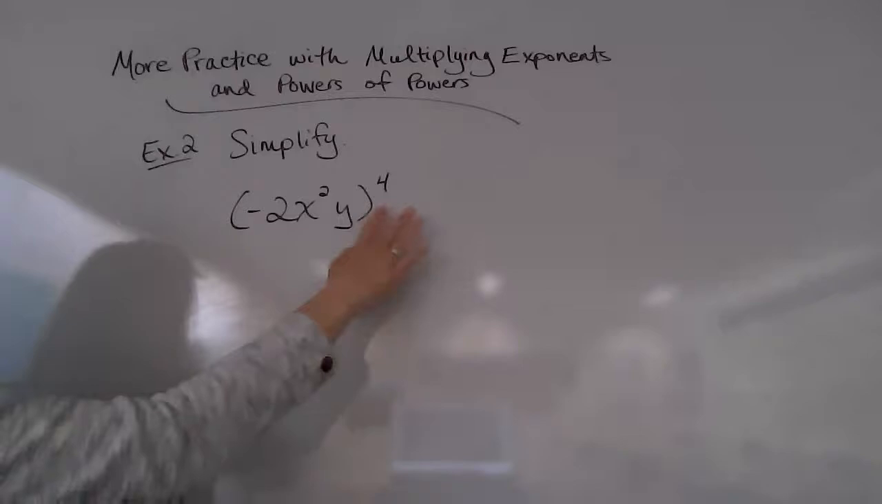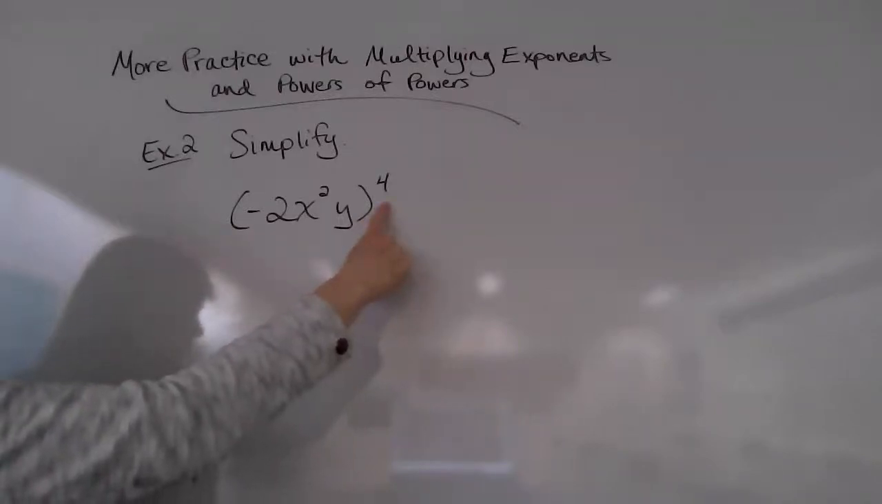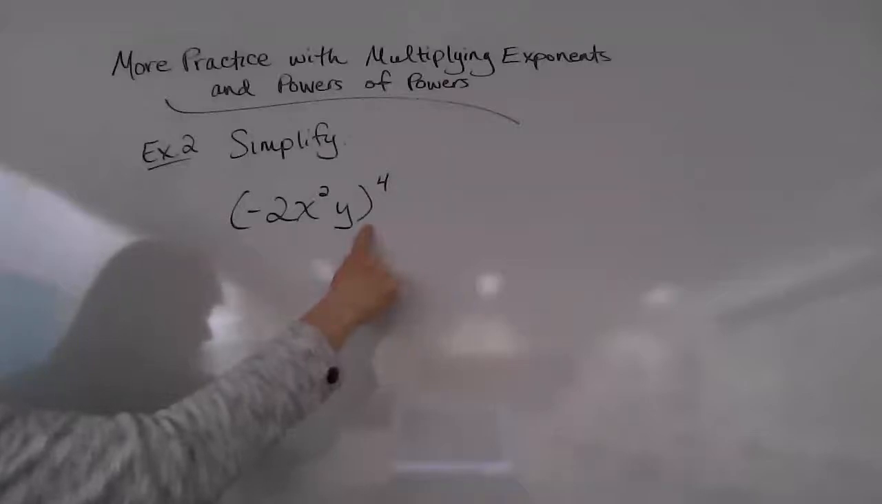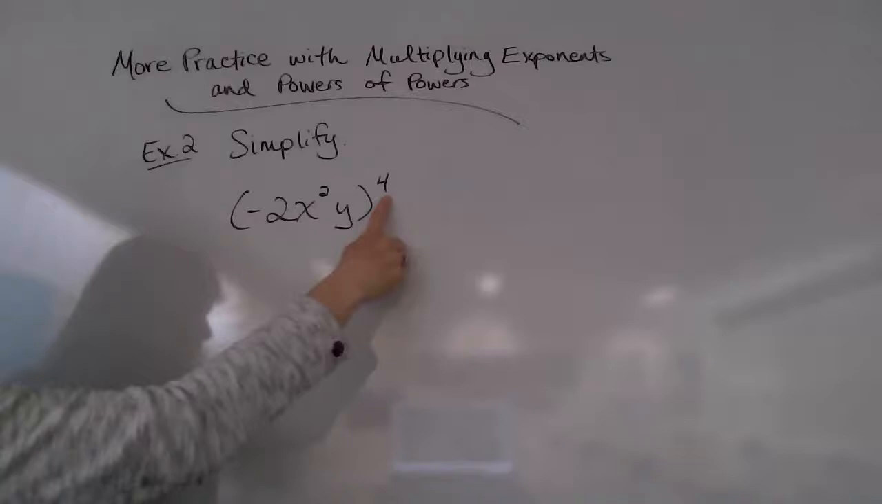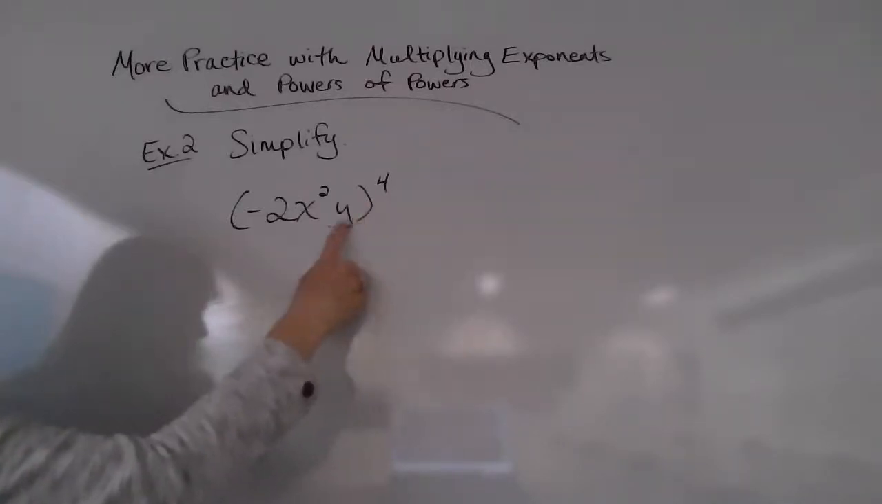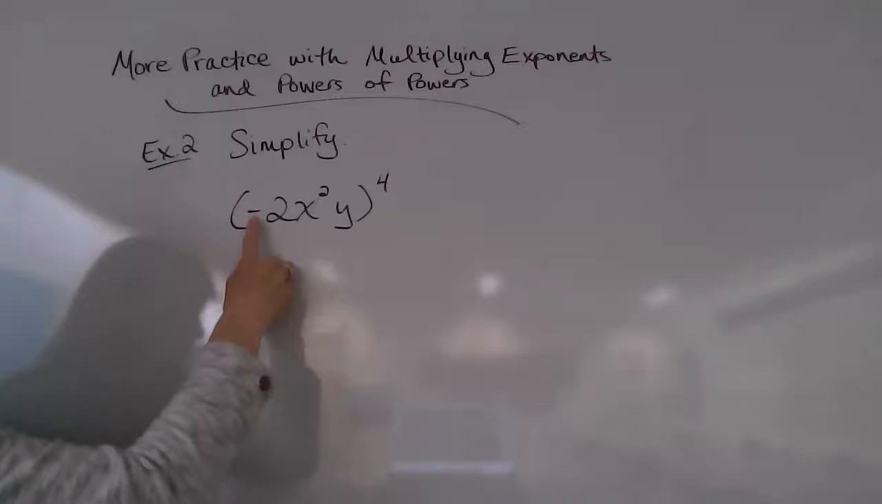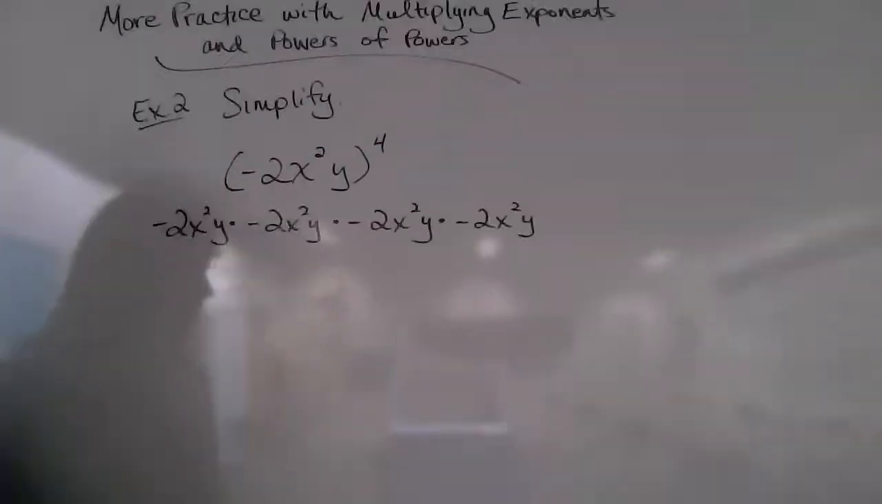So we move outside the parentheses and we see the power of 4. This power of 4 is next to the parentheses. That means it affects everything inside the parentheses. It's saying we need 4 of these being multiplied together. Exponents represent repeated multiplication. So we're going to multiply all of this by itself 4 times.